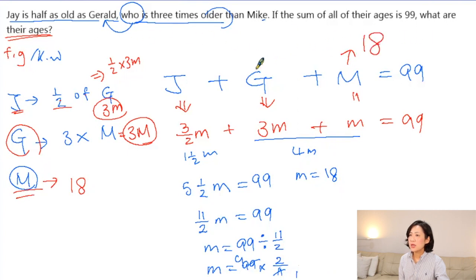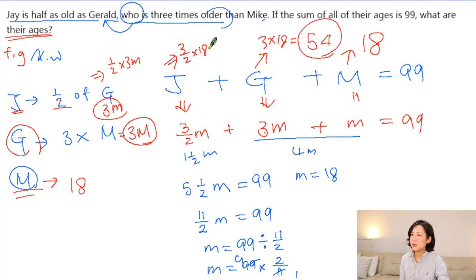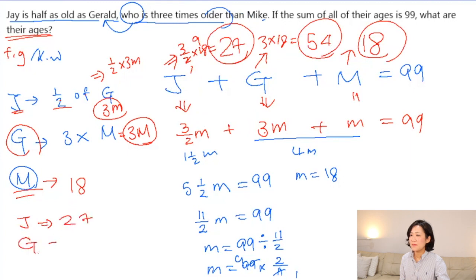Then now Jared is 3 times M. So what's 3 times 18? That is 54. Then Jay's age is 3 halves of M. So 3 halves times 18, simplified by 2, then 27. So now we can see all their ages. Our final goal is finding their ages: Jay is 27 years old, Jared is 54 years old, and Mike is 18 years old.